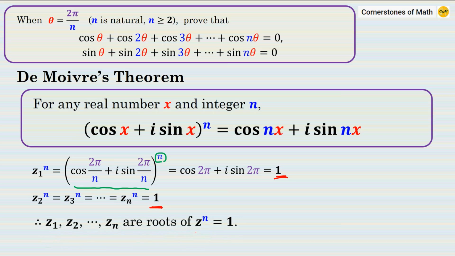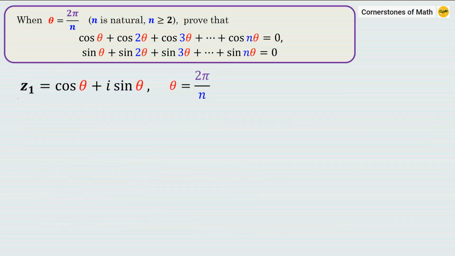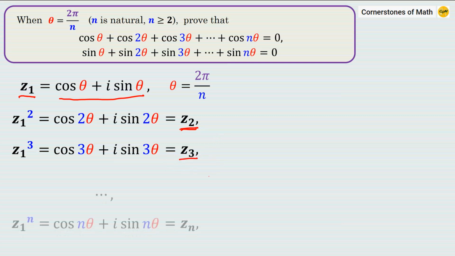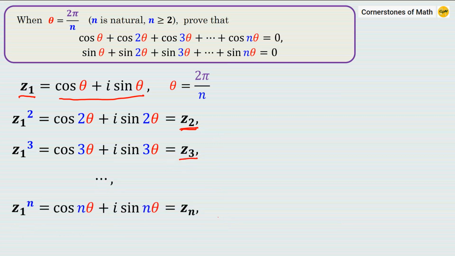Thus, we have verified that z1, z2, and so on up to zn are all roots of the equation z to the power of n equals 1. Now, using de Moivre's theorem, let us do something different using this z1, cosine theta plus i sine theta. If we square z1, then by de Moivre's theorem, we obtain cosine 2 theta plus i sine 2 theta, which is z2. And if we cube z1, we obtain cosine 3 theta plus i sine 3 theta, which is z3. And you can go on and on until you obtain z1 to the power of n equals zn.